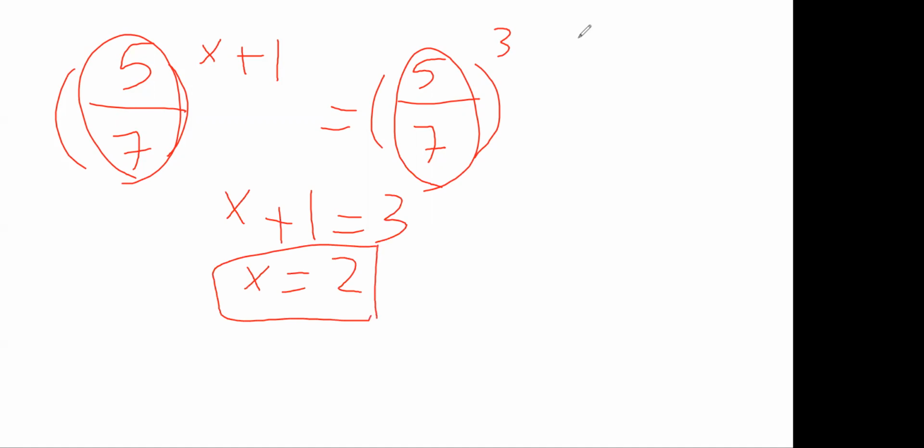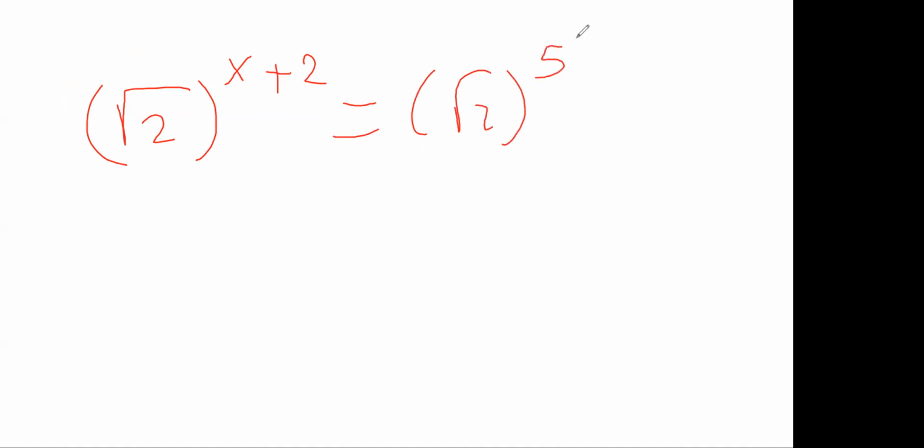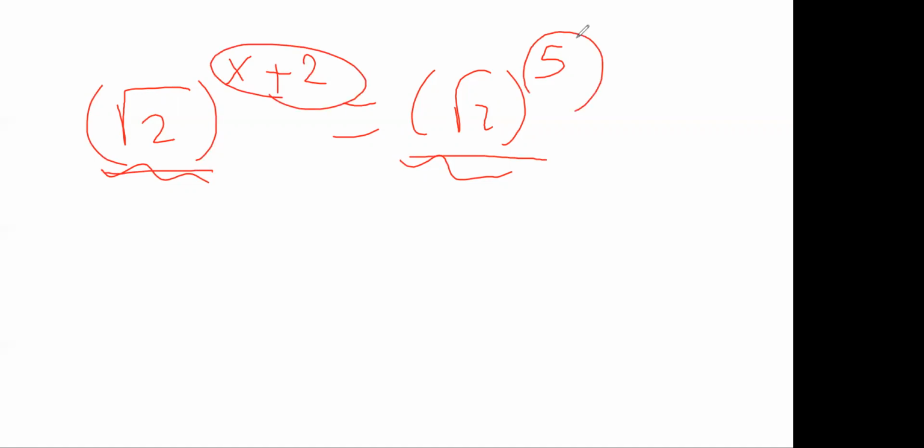Also, if it is irrational, if it is root 2 power x plus 2 equals root 2 power 5, the bases are equal. However, the base is what? Maybe it is rational, maybe irrational, maybe a whole number. Any base, as they are equal, the powers will be equal. So x plus 2 equals, in this case, 5. So x equals 3.